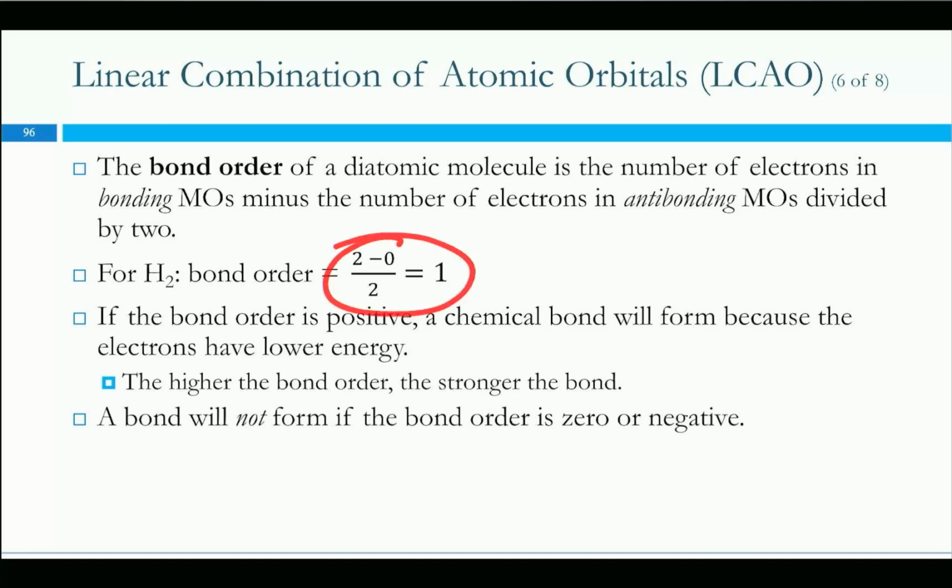Basically, here we've got 2 electrons in a bonding orbital and 0 in anti-bonding. But if it was 2 minus 2 divided by 2, that would be 0. So the bond order would be 0. That means molecular orbital theory predicts no bond will form because it's not energetically beneficial. There are cases where you get negative, but if it's 0 or negative, the bond will not form. Because we're essentially saying the benefit of bonding electrons is canceled out by electrons in antibonding orbitals.